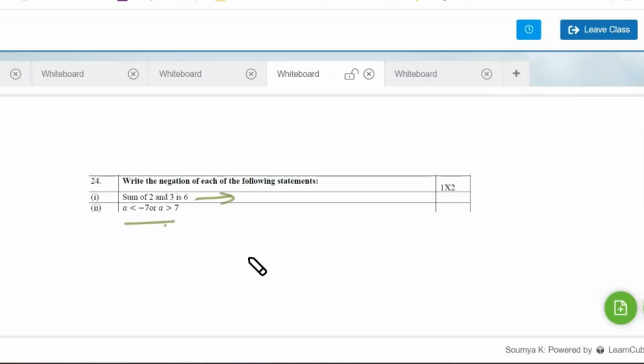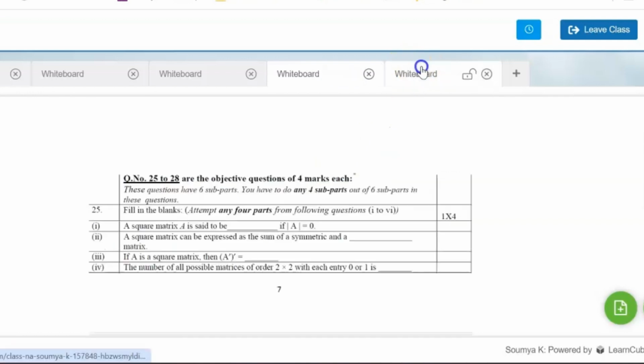Next is given as A less than or equal to minus 7 or A greater than 7. In that case it can be totally opposite, that is A greater than minus 7 and A less than or equal to 7. Just opposite of this one, that is negation. Okay, hope you understood this question. Let's move on to next question, 25th question.